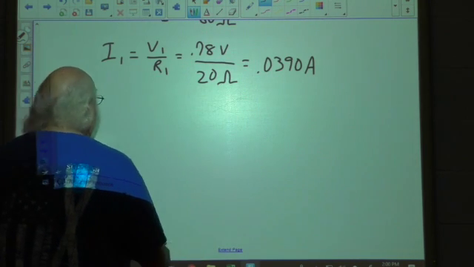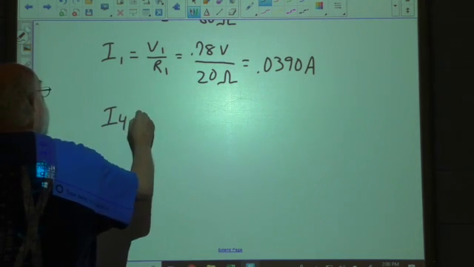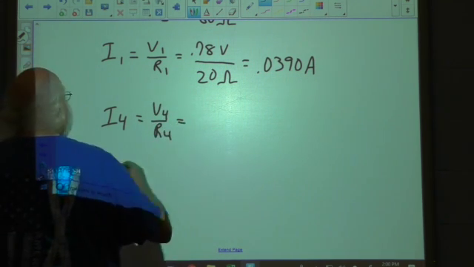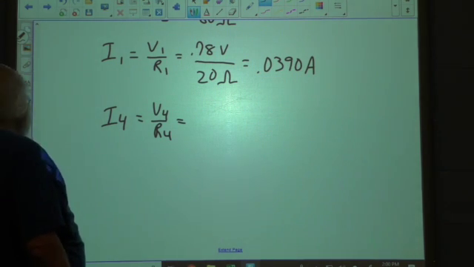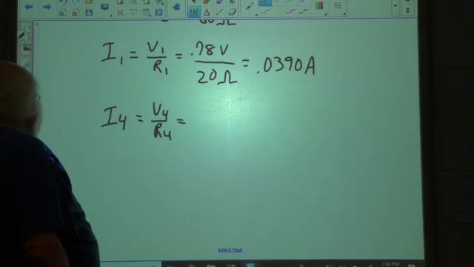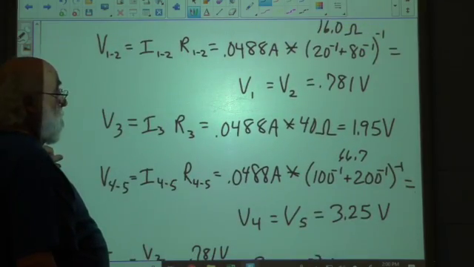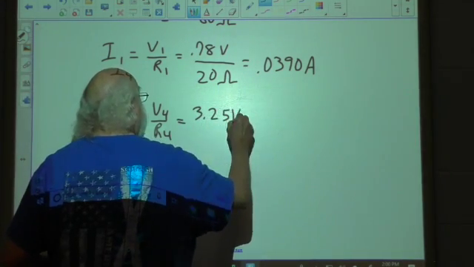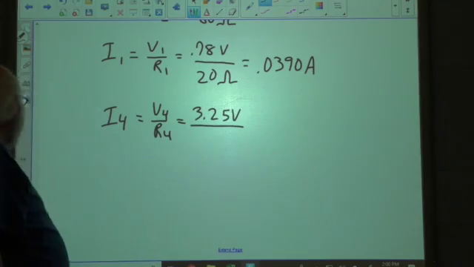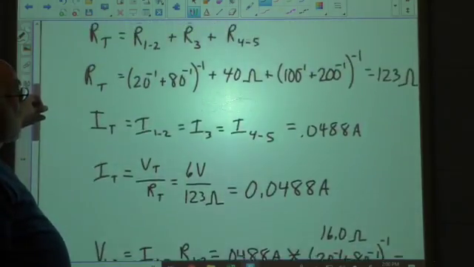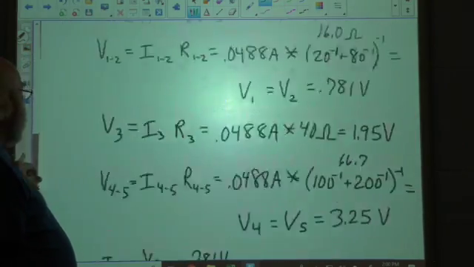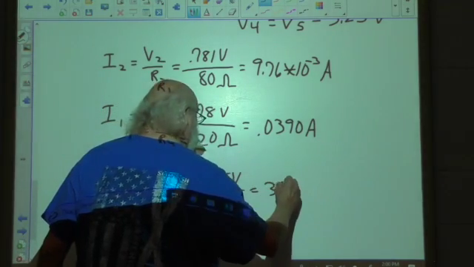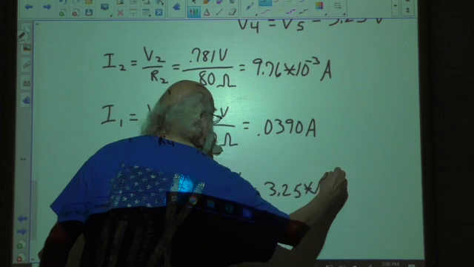Now let's do I4 and I5. V4 over R4 equals, and I believe that's 0.78, I don't know. What is the V4? Oh, 3.25 volts. And I believe that's 100 ohms, if I remember correctly, for that one. It is 100 ohms. And then it is 3.25 times 10 to the negative 2 amps.